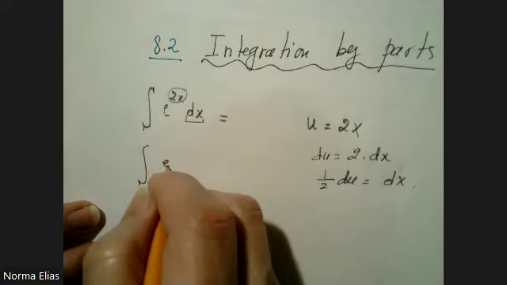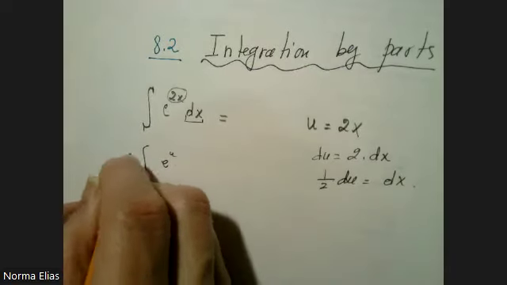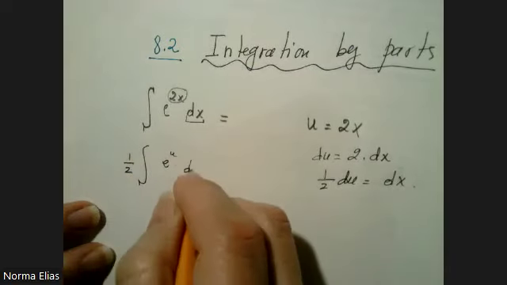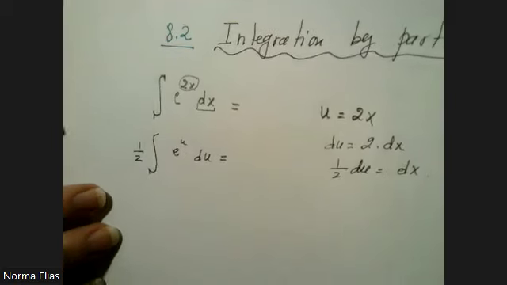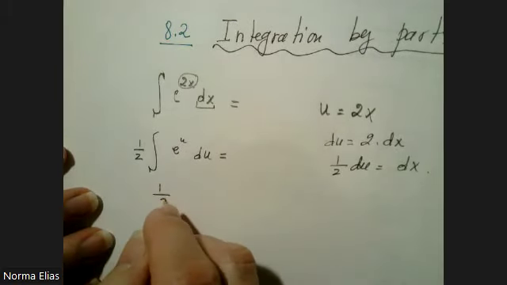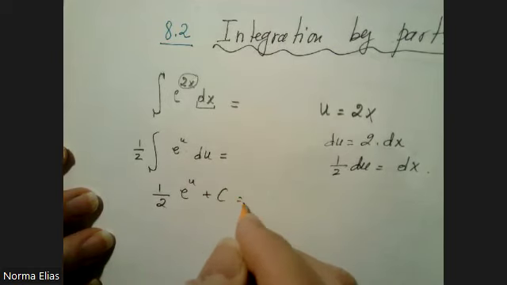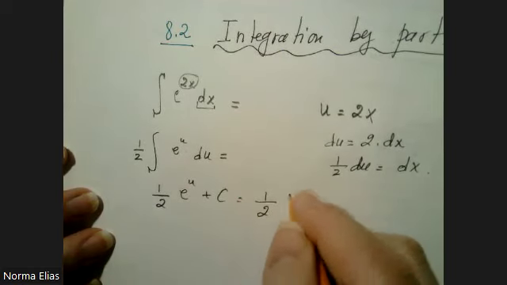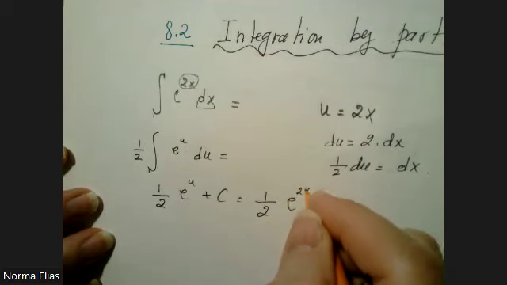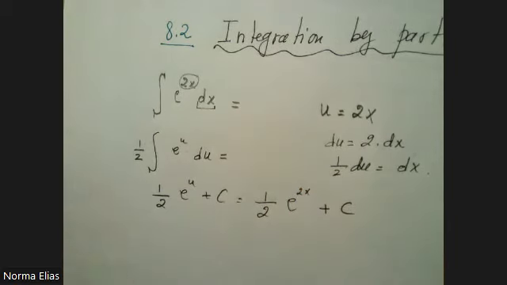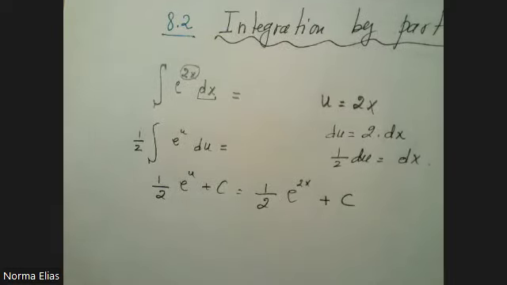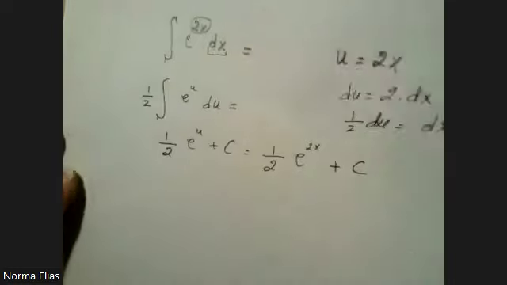e to the u times dx, which is a half du. And this would give me a half e to the u plus c. It means a half e to the 2x plus c. Okay, so we've done this several times, but now we have to kind of memorize this antiderivative.